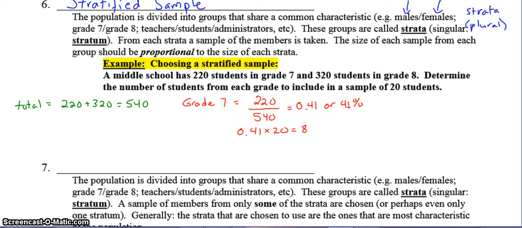That means there should be 8 grade 7s, and if it's the sample of 20, then there should be 12 grade 8s. This way, if there's more grade 8s in the population, it ensures that there's more grade 8s in the sample. So the population size is proportional to the sample size.